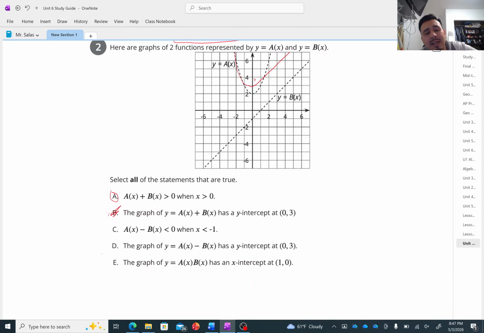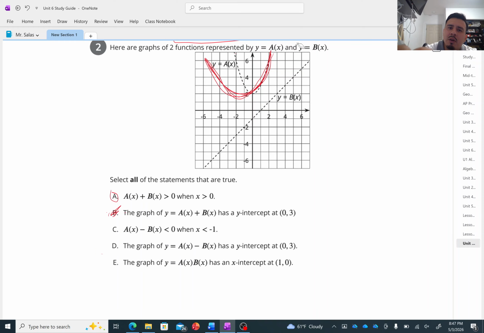A of x minus b of x is negative, or less than 0, when x is less than -1. So if I'm going in the reverse order, if my graph originally was supposed to go like this, that means my reverse order should go something like this. Are my y values going to be negative? Well, no, the y values are not being negative, right?